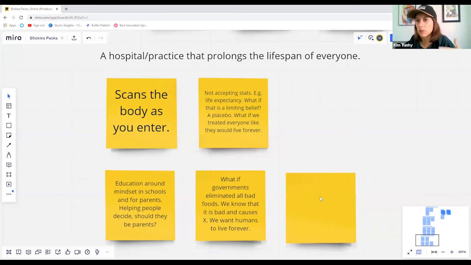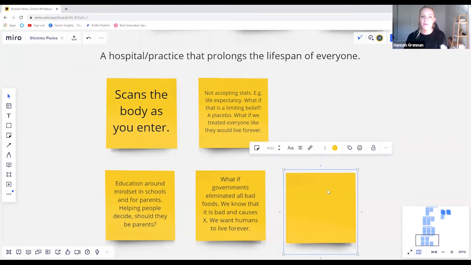For example, I don't know the stats of smoking, but they always say smoking's bad. So, you know, those companies can't exist anymore. And yeah, cool. I like it. All bad foods, all bad habits. I don't know.